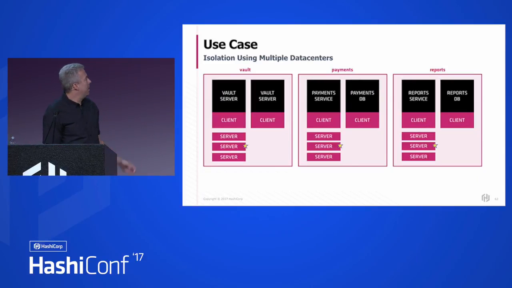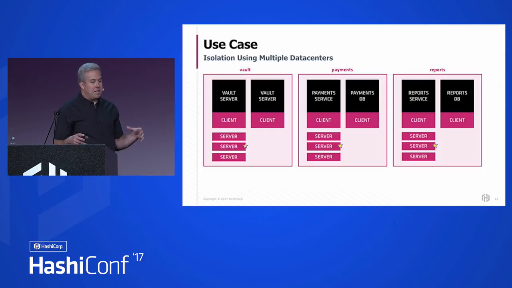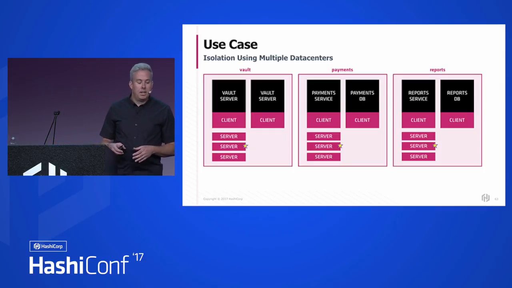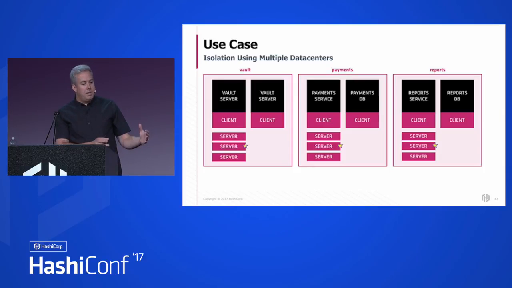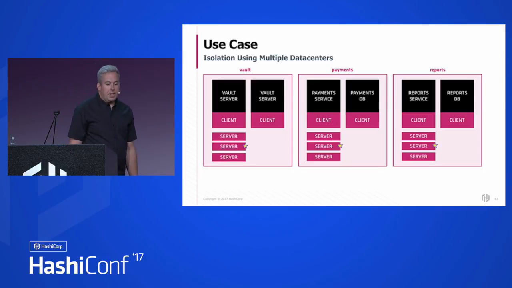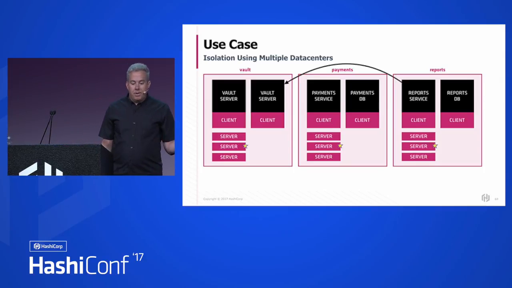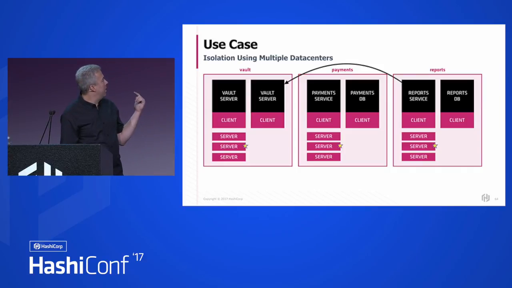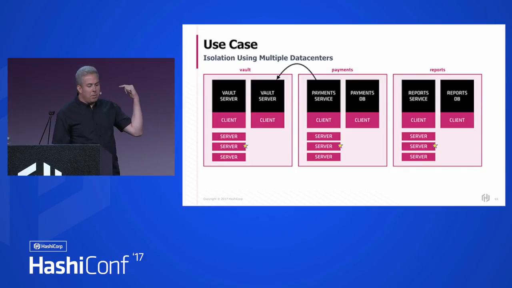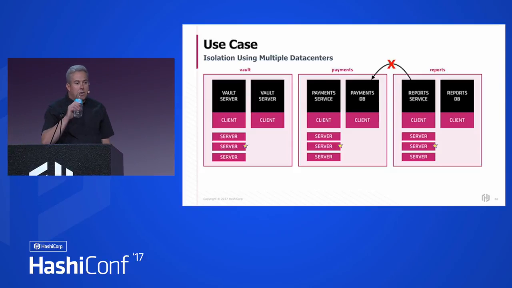Here's another use case. You can imagine this within one physical data center, but say maybe I have a team that manages a shared Vault cluster that's used among many different teams, and then I put each team in its own Consul data center. So this is kind of an isolation use case where I want maybe the reports service to be able to get to the Vault server, and I want the payment service to be able to use it, but I don't want the reports service to be able to go into the payments database. So this is for an isolation use case.